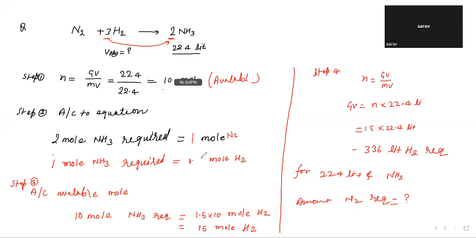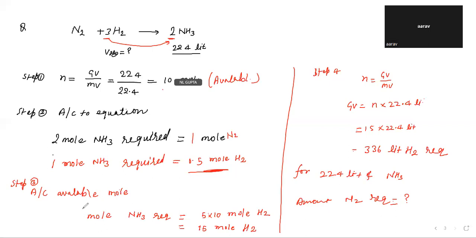So correct, how much is the answer? 5.5. This is available, right? No, this is available. Available means if you talk about 0.5 mole H2 required, according to the equation, you can see 0.5 mole. So 112 liter of N2 for 224 liter of NH3.